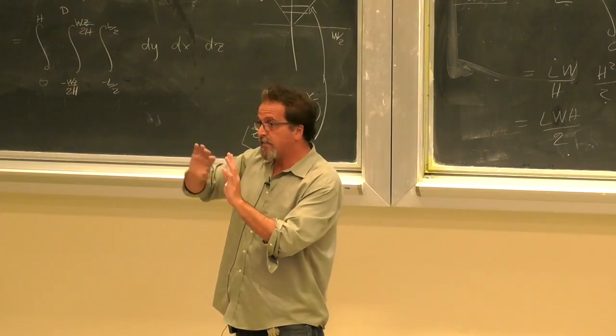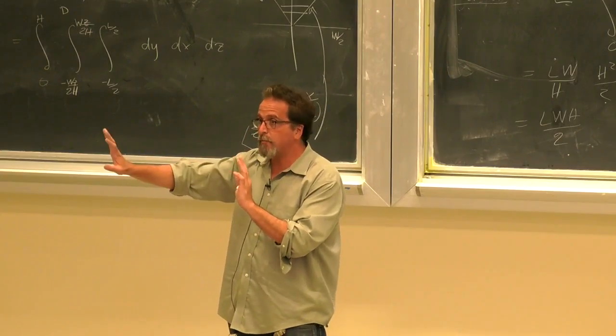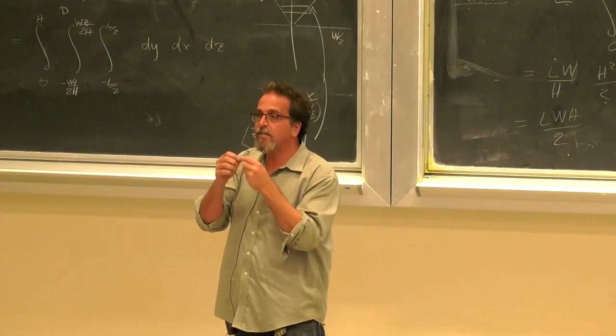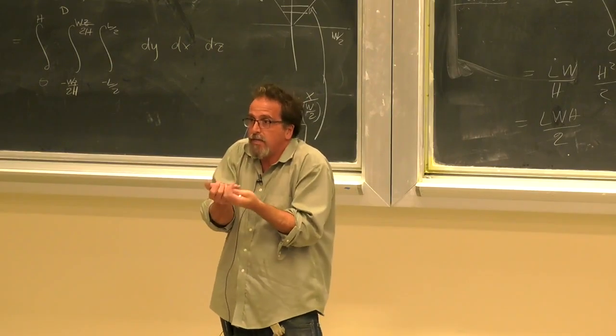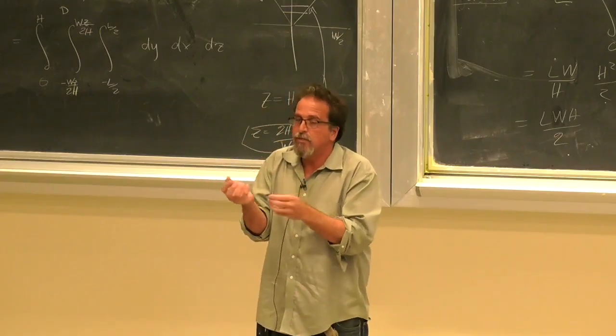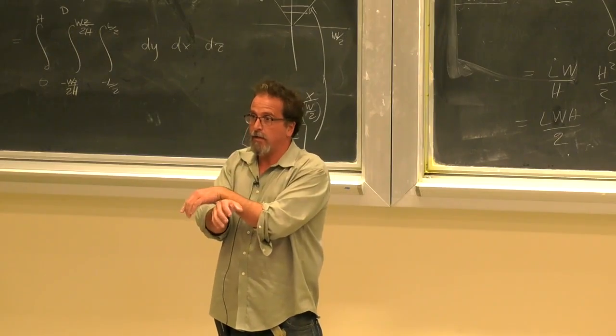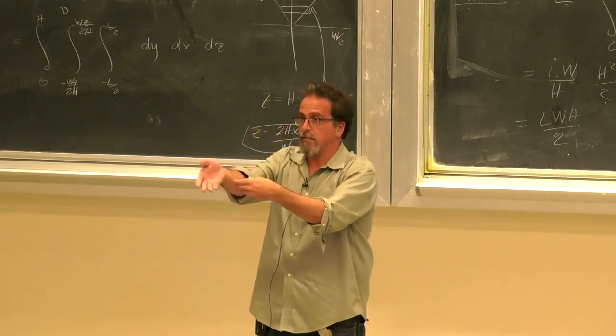To find the centroid, all I need to know is the shape of the ship. I need to know the boundaries of integration. To find the center of mass, I need more information. I need to know where the mass is. So to find the center of mass, I need shape and density. Okay? So I'm giving you shape and density.